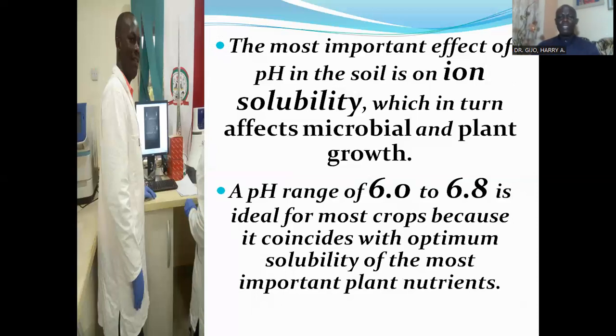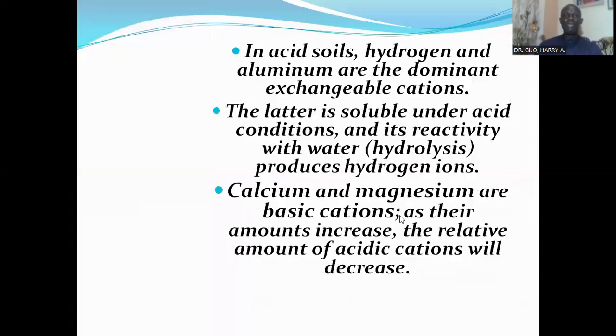A pH range of 6.0 to 6.8 is ideal for most crops because it coincides with optimum solubility of most important plant nutrients. At a pH of 6.0 to 6.8, plant nutrients are more soluble. So this pH range of 6.0 to 6.8 is ideal for most plants.